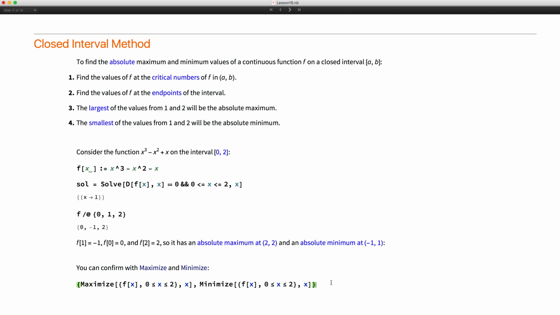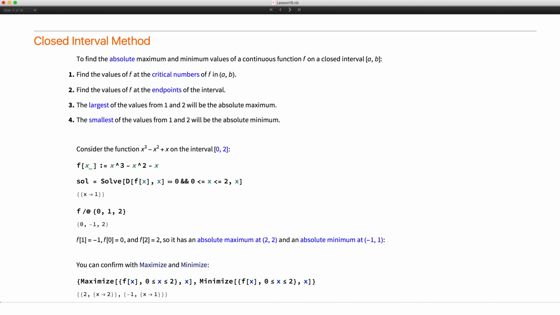And we have two very nice functions called maximize and minimize, which will do that automatically for you. And there you are. It says that the maximum is at (2, 2) and the minimum is at (1, -1), just as we learned early on. But the closed interval method is the basic tool for finding maxima and minima on a closed interval.